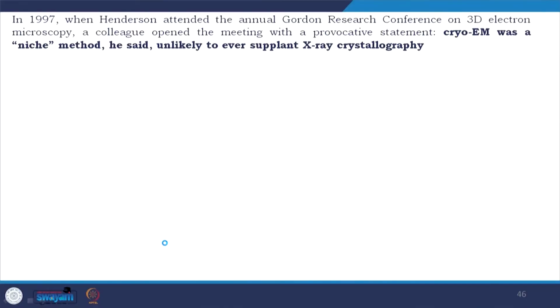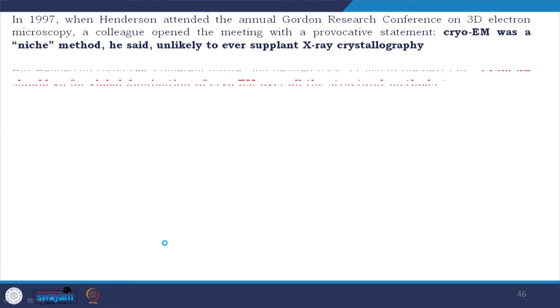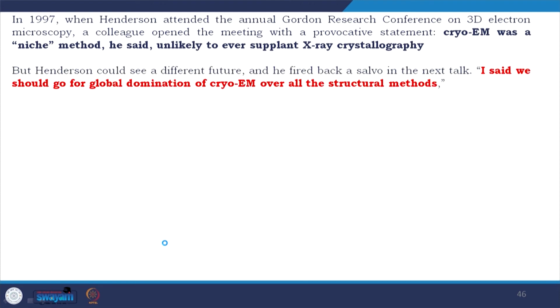So, in 1997, when Henderson attended the annual Gordon Research Conference on 3D electron microscopy, a colleague opened the meeting with a provocative statement, cryo-EM was a niche method. He said, unlikely to ever supplant X-ray crystallography. But Henderson could see a different future and he fired back a salvo in the next talk. I said, we should go for global domination of cryo-EM over all the structural methods.